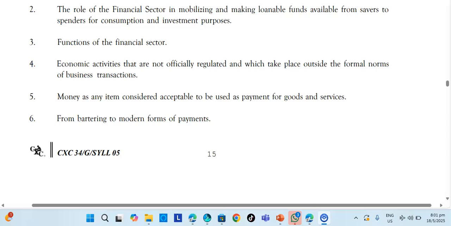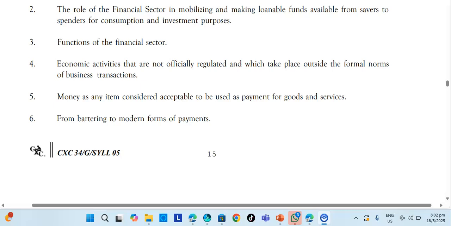Now, with the introduction of money to solve the problems of bartering, money was introduced as a medium of exchange. Money is easier to carry. It can be broken into smaller units. Money is durable and it's widely acceptable.